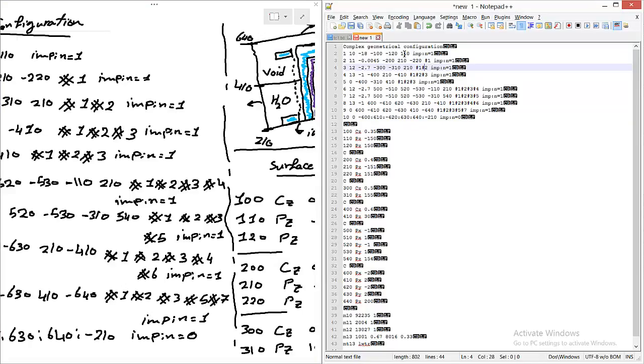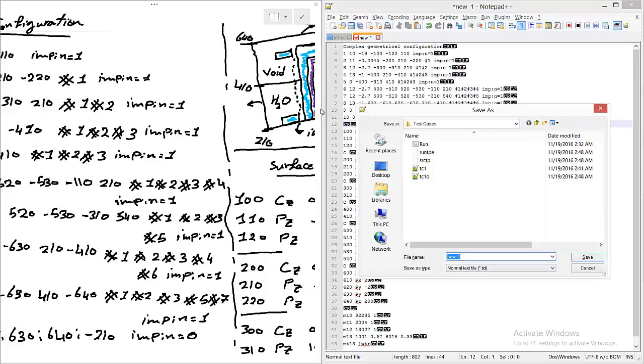Hash 1, hash 1, hash 2, hash 1, hash 2, hash 3, hash 1, hash 2, hash 3, hash 4, hash 1, hash 2, hash 3, hash 5, hash 1, hash 2, hash 3, hash 4, hash 6, hash 1, hash 2, hash 3, hash 5, hash 7. Correct, I suppose.